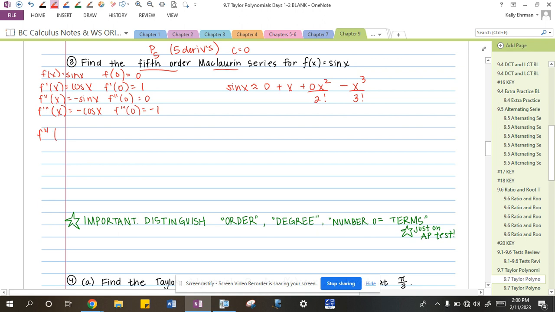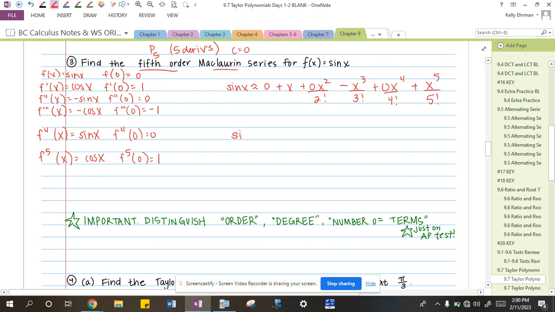Fourth derivative. Derivative of negative cosine is positive sine. Evaluate that at 0. You get 0. So it'd be plus 0x to the fourth over 4 factorial. One more derivative. Back to cosine. Evaluated at 0. You get 1. So plus x to the fifth over 5 factorial.